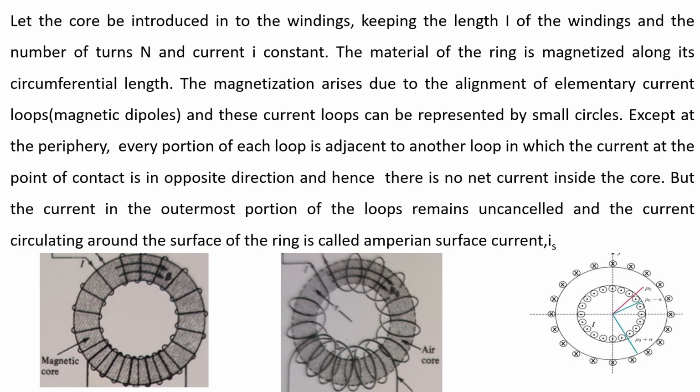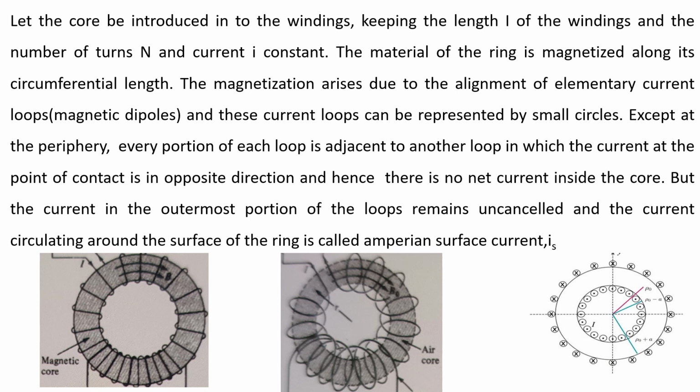Next we are introducing the core into the windings. Here the number of windings, the circumferential length of the windings, and the current are kept constant. When the core is introduced into these windings, current flows through the material, and it produces a magnetic field, and the core material gets magnetized.